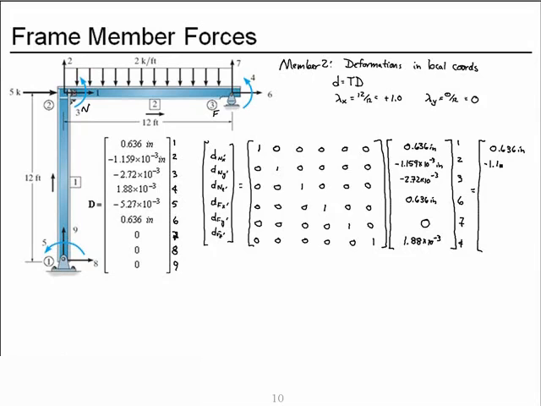Minus 1.159 10 to the minus third inches, minus 2.72 10 to the minus third radians, 0.636 inches, 0, 1.88 10 to the minus third radians.